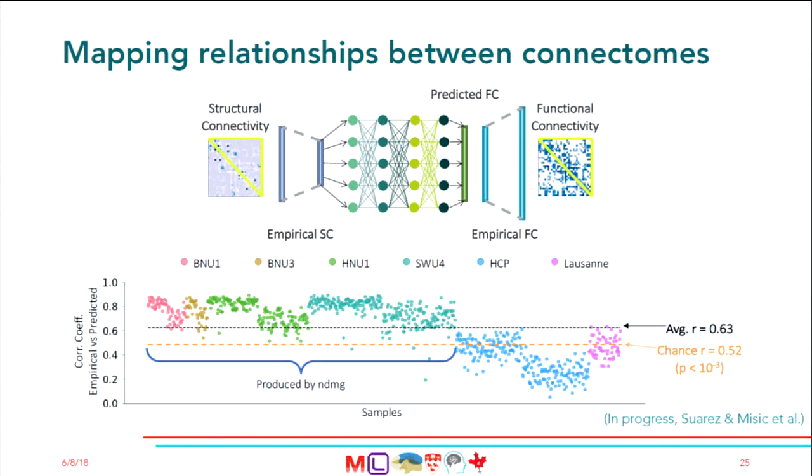We're in the process of extending this work and going the other direction as well, where we're predicting structural connectomes from functional connectomes so that we can learn the structure that can link these networks. And we expect that we'll be able to get similar or increased performance simply because, as you may recall from an earlier slide, functional connectomes are much more dense.